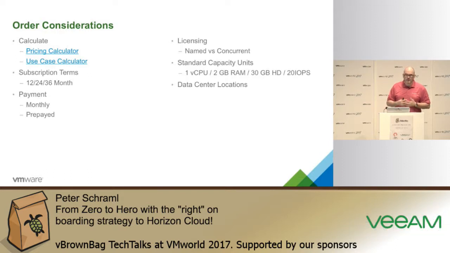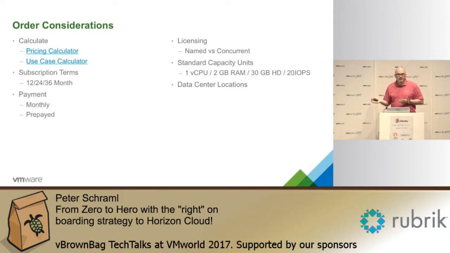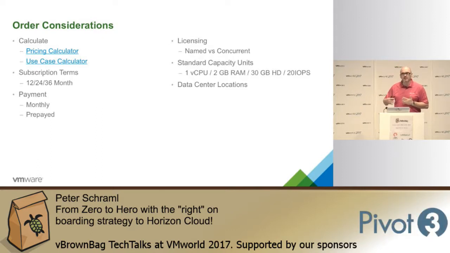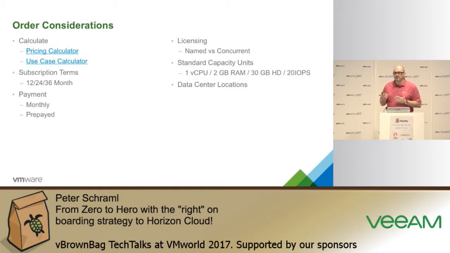And then we offer also a pricing calculator, use case calculator to understand what's your sweet spot, what's your savings, all that. We offer the 3 different terms, 12 months, 24, 36 months. In terms of subscription, you can pay monthly or prepaid. And the longer the contract lasts, the more discount you obviously get. And then we also have named or concurrent user licenses.